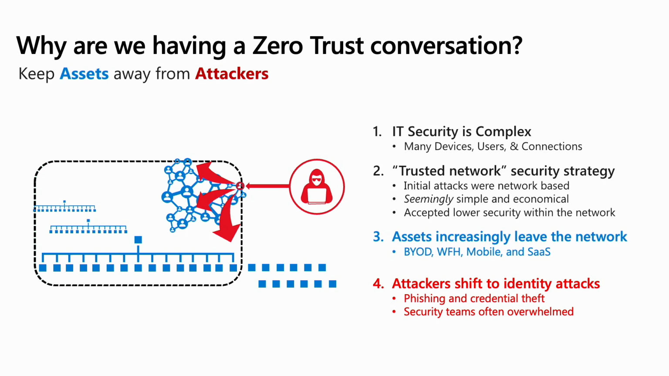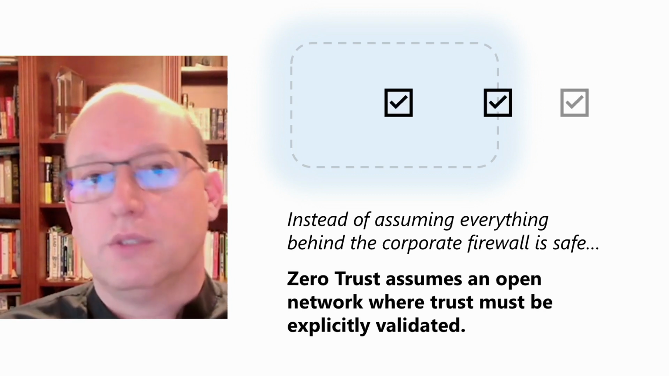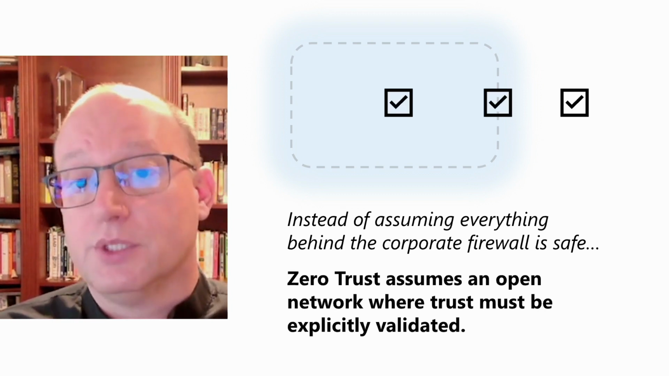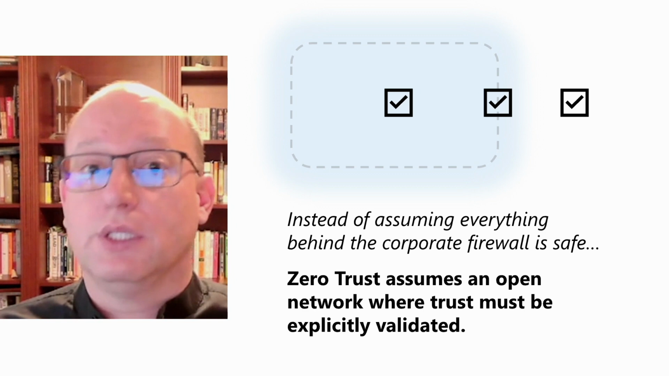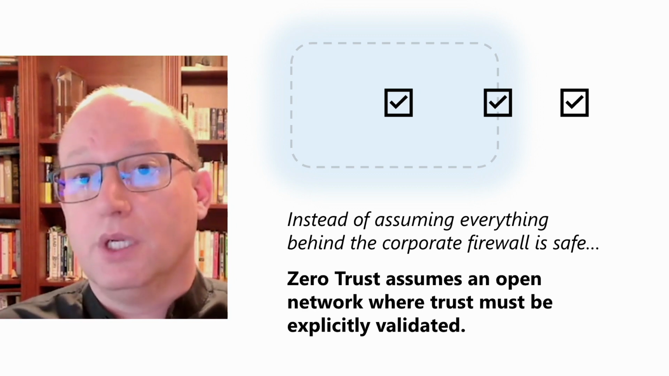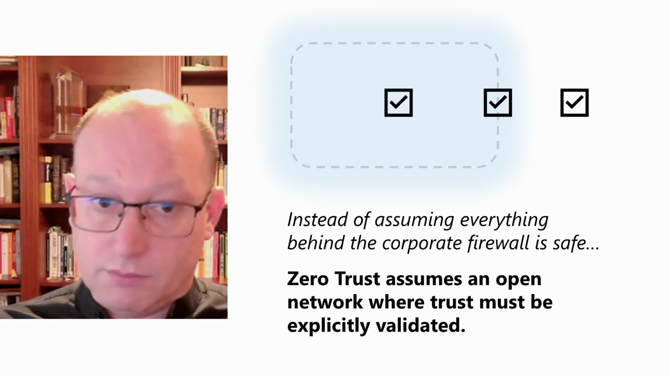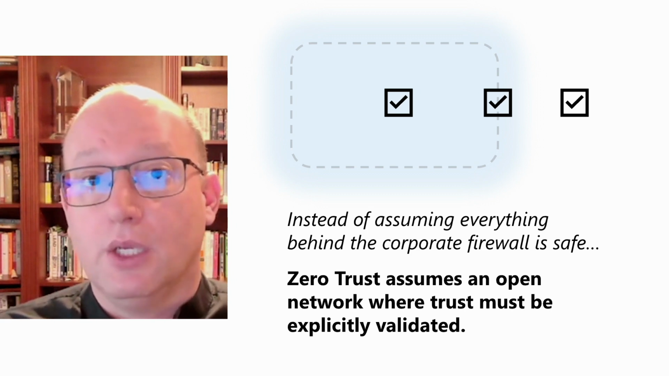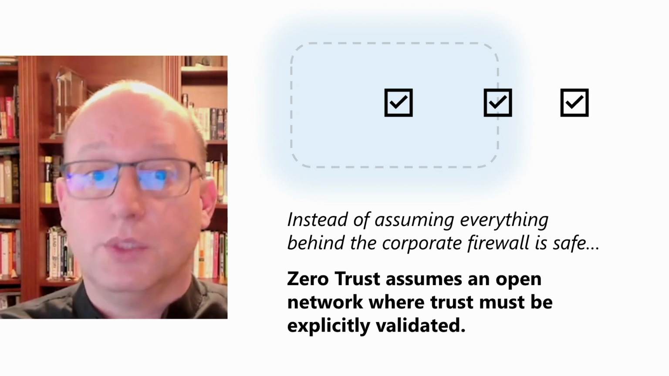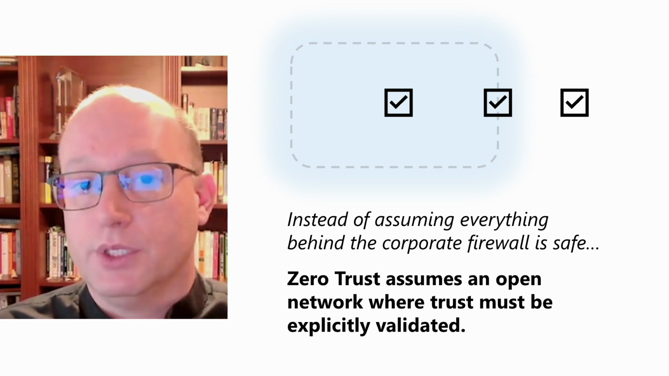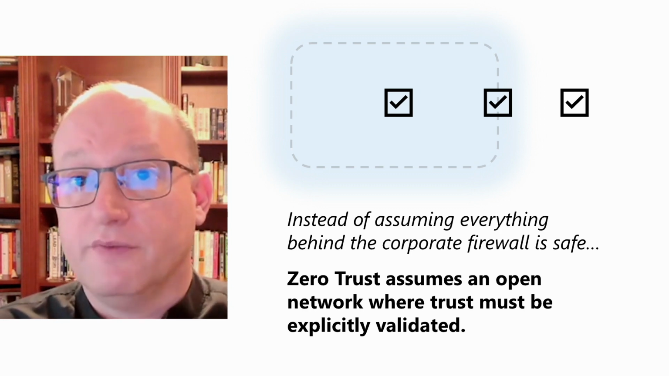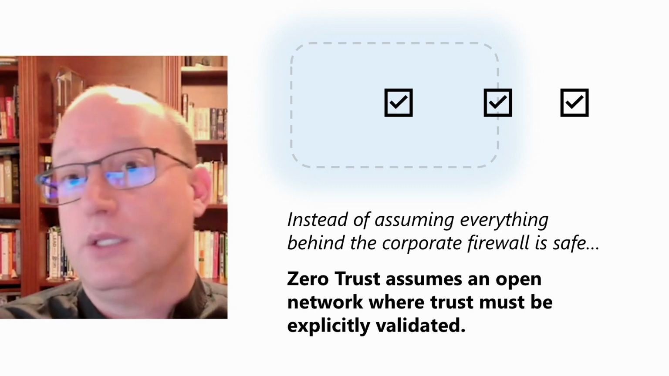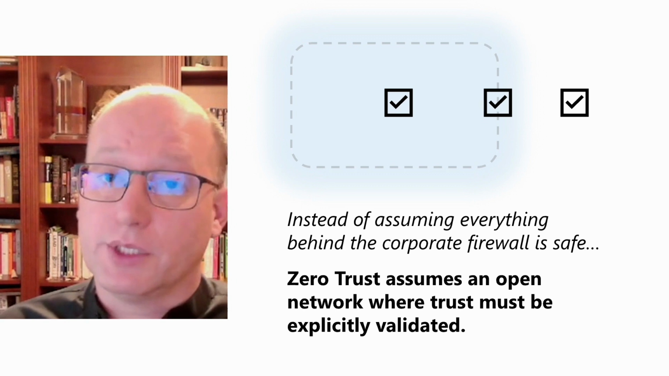And so what we actually need is a different paradigm, a different way of thinking, a different core underlying philosophy and assumptions, and that's what zero trust is. We're not trusting that the network is perfectly secure and that everything on it is therefore inheriting that perfect security. We don't do that anymore. We assume an open network. We assume that trust must be explicitly validated, whether that asset is in the network, on the border of the network, or outside the network.